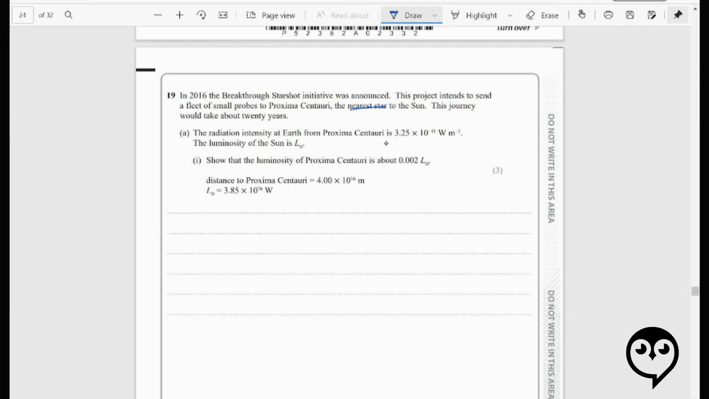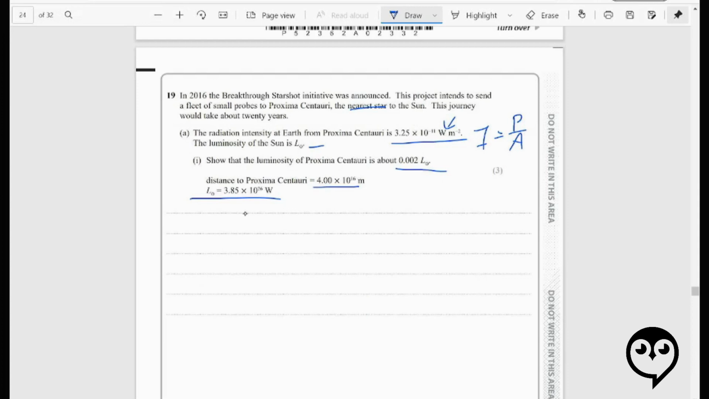Okay, so the intensity in watts per meter squared, right? This is intensity as in power divided by area. For Proxima Centauri, it is 3.25 times 10 to the negative 11. They give us the luminosity of the Sun. Show that the luminosity of Proxima Centauri is about 0.002. Here's the luminosity of the Sun. They've given us the distance to Proxima Centauri as well.